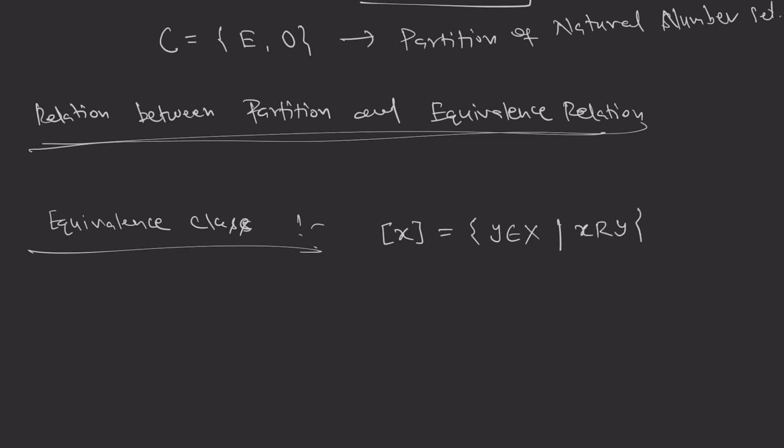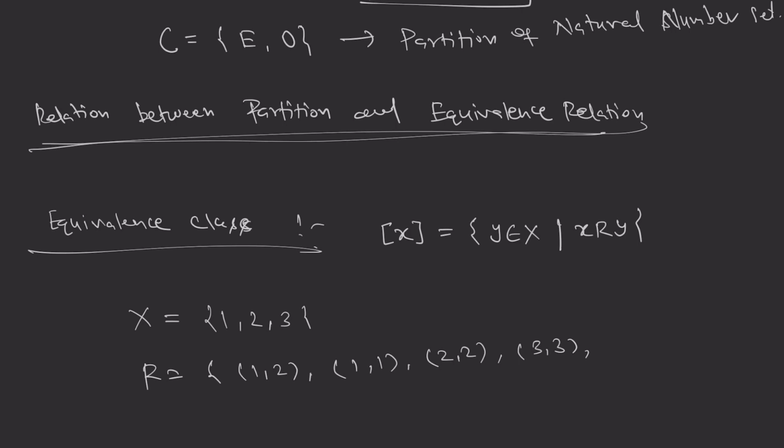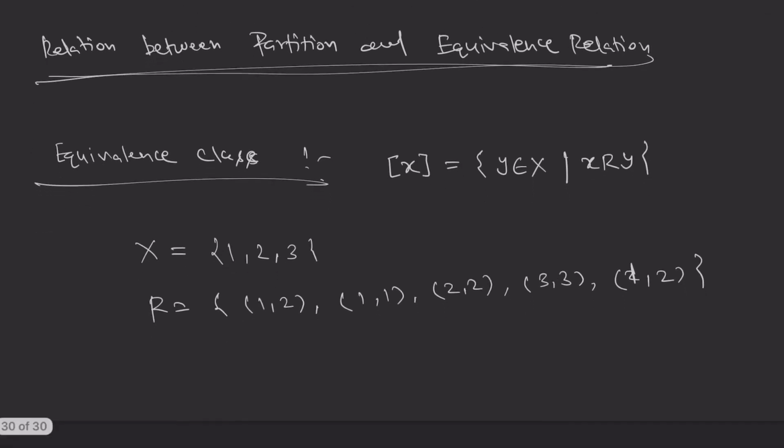So every element has an equivalence class. Okay, so now let there be a relation R on the set 1, 2, 3. Okay, the relation is 1 comma 2, 1 comma 1, 2 comma 2, 3 comma 3, and 2 comma 1 is there, so 1 comma 2 should be there because it is an equivalence relation.